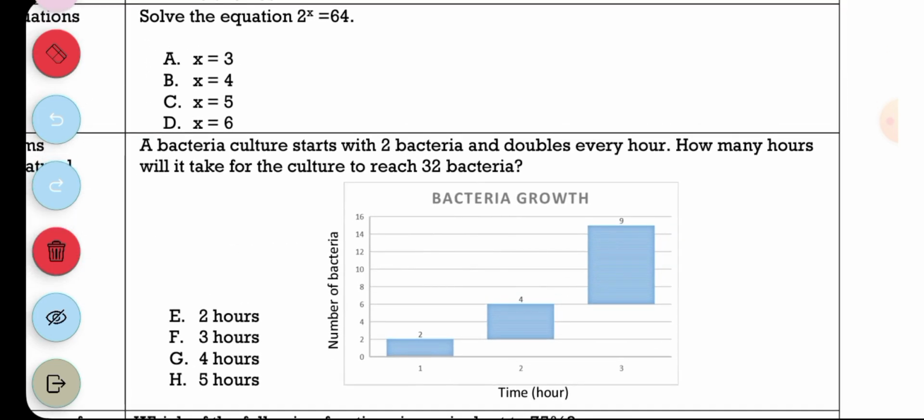Bacteria culture starts with 2 bacteria and doubles every hour. How many hours will it take for the culture to reach 32 bacteria?